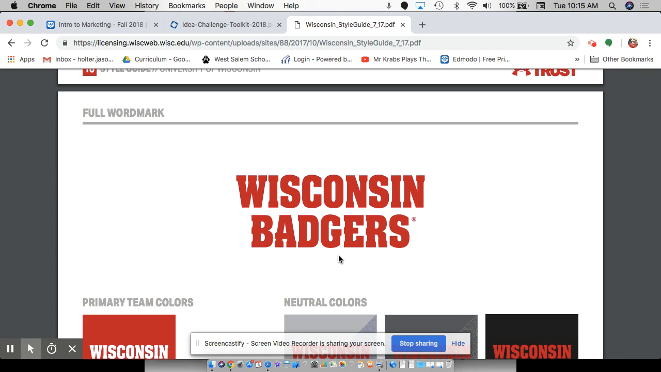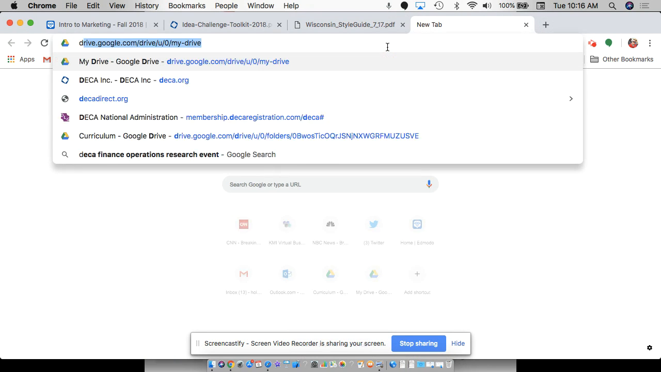Now, a couple things about this, though. Does that mean I can't use that font ever? Not necessarily. There's a bit of a gray area here. And this is kind of the fun one because, believe it or not, Decca has branding guidelines.